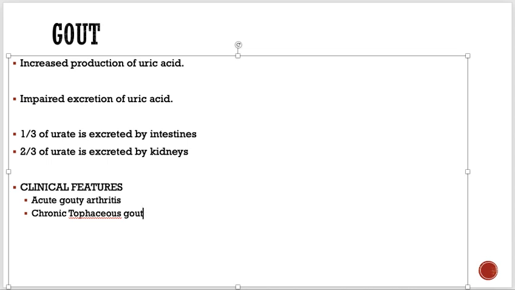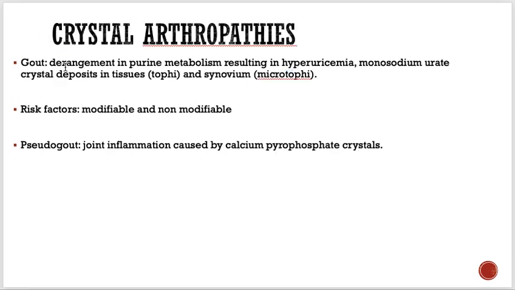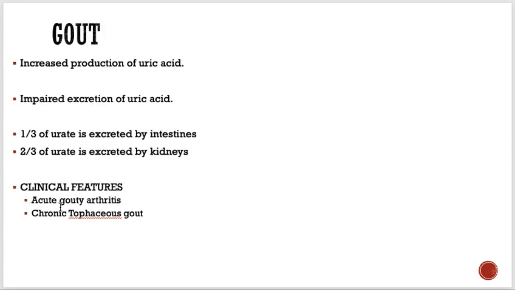So now what happened, guys? What gout gives is acute inflammatory arthritis, right? This condition will give acute inflammatory arthritis.